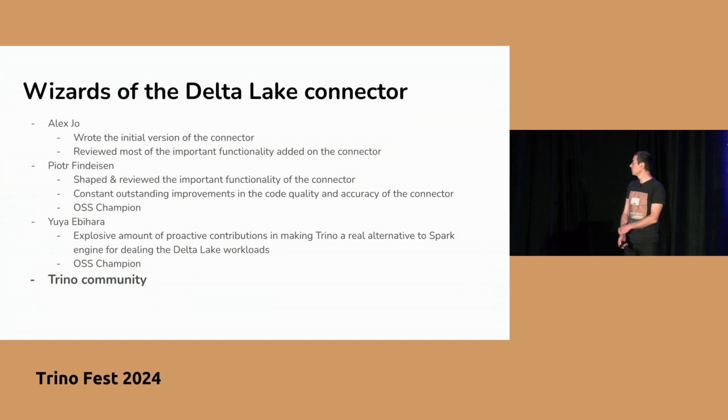Yuya Ebihara is a colleague of mine who, in my eyes, has made an explosive amount of proactive contributions, and probably his contributions led to Trino Delta Lake not being a decent alternative, but actually a competitor for the Spark engine in dealing with Delta Lake workloads. Countless individuals from the Trino open source community told us that they trust Trino very much to work on their critical Delta Lake workloads. And Yuya Ebihara, you probably know him as Ebi Hr on GitHub. He's also very present, you very likely know him from the community or from PRs, and he's an open source champion as well.